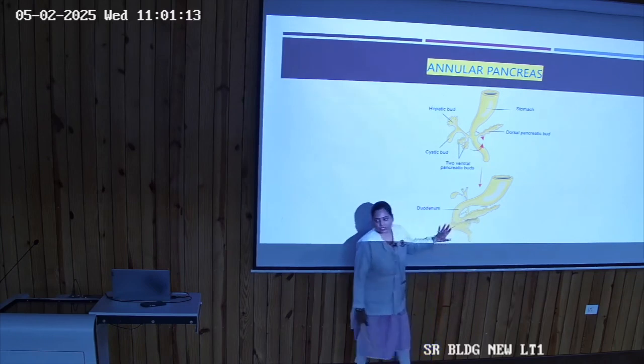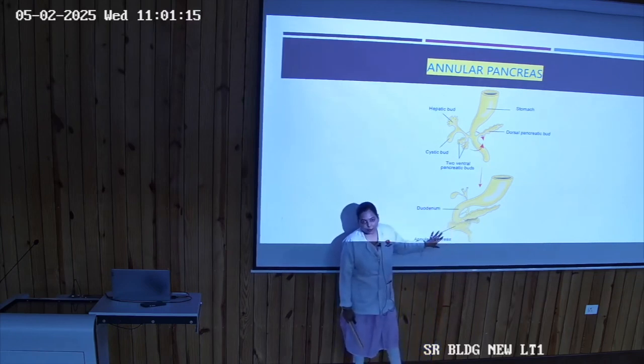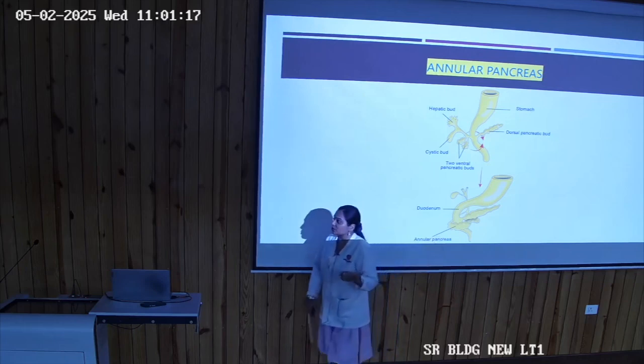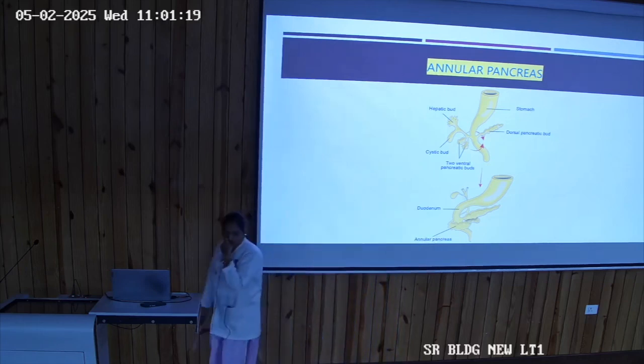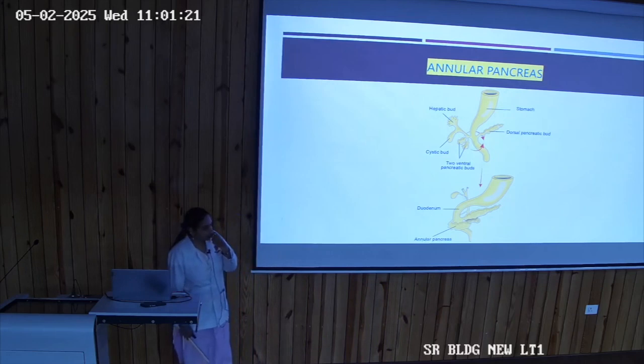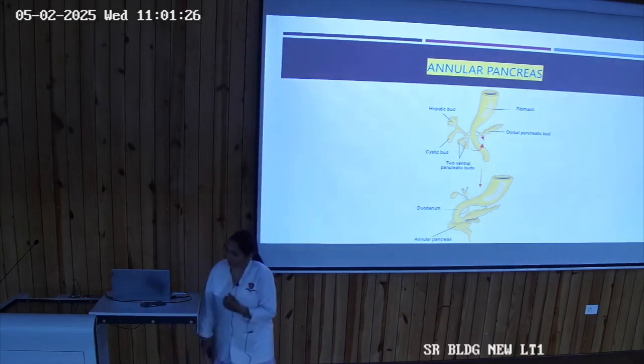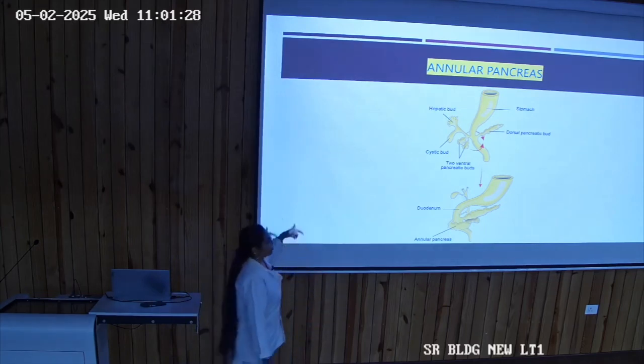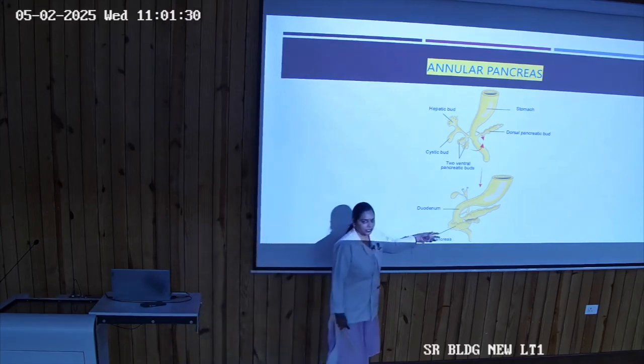This kind of condition is known as annular pancreas, and what they are doing is constricting the lumen of the duodenum. Okay. So it's because of the failure of the rotation of the left pancreatic part anteriorly or ventrally.